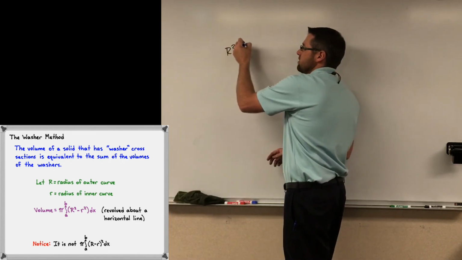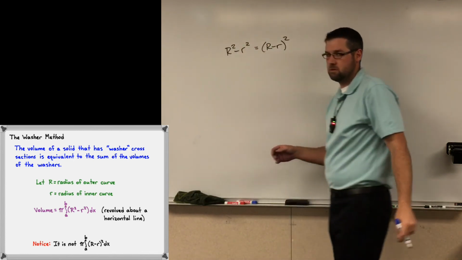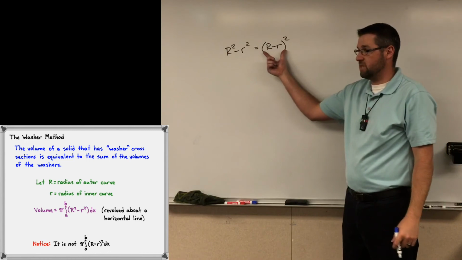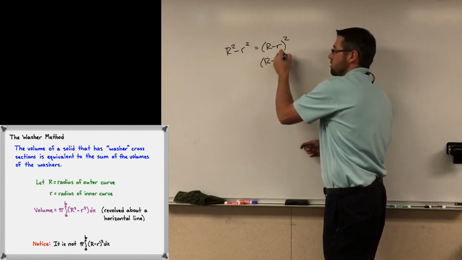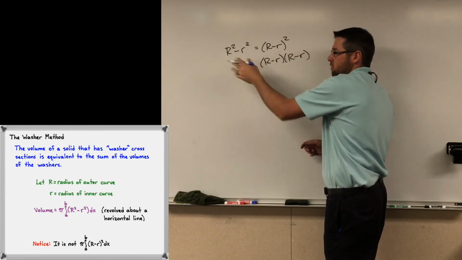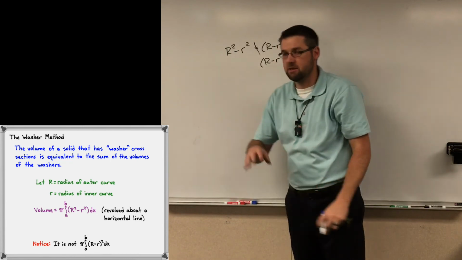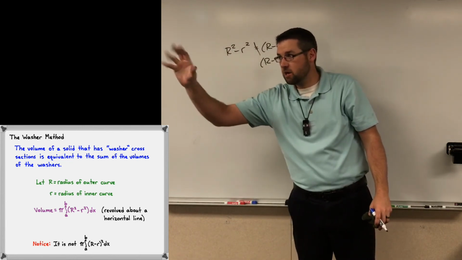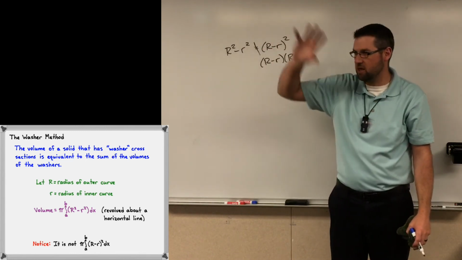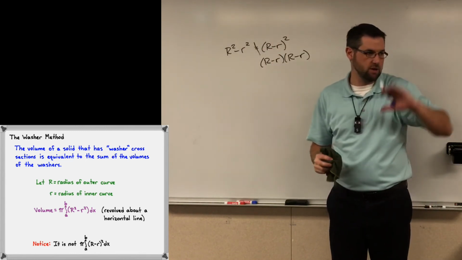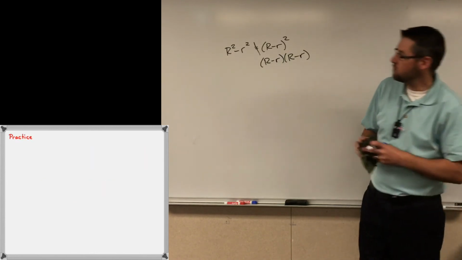Is this the same as this? No. What would I have to do with this? This has to be R minus r times R minus r. Then you have to FOIL it, and you don't get this, right? So be careful with this. You've got to separate it as the big radius squared minus the little radius squared, because ultimately we're finding the volume of the big thing minus the volume of the little thing. You okay with that? Okay. We're going to try this one.